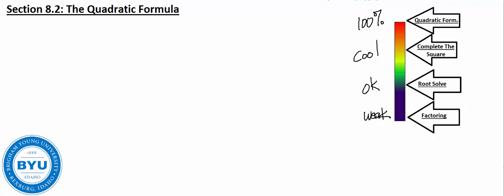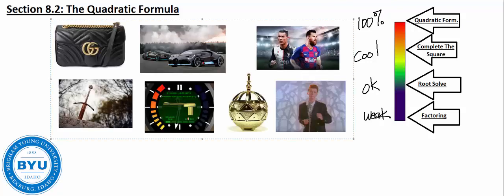If you wanted to compare the quadratic formula to other things, it would look like this. It would be like the Gucci of handbags. It would be the Bugatti of cars. It would be the Ronaldo or Messi of soccer, I don't know who you like more. Okay, it's the Excalibur of swords. It's the golden gun in GoldenEye. It's the Liahona of the Book of Mormon, and it's the Rick Astley of Rick Rolls.